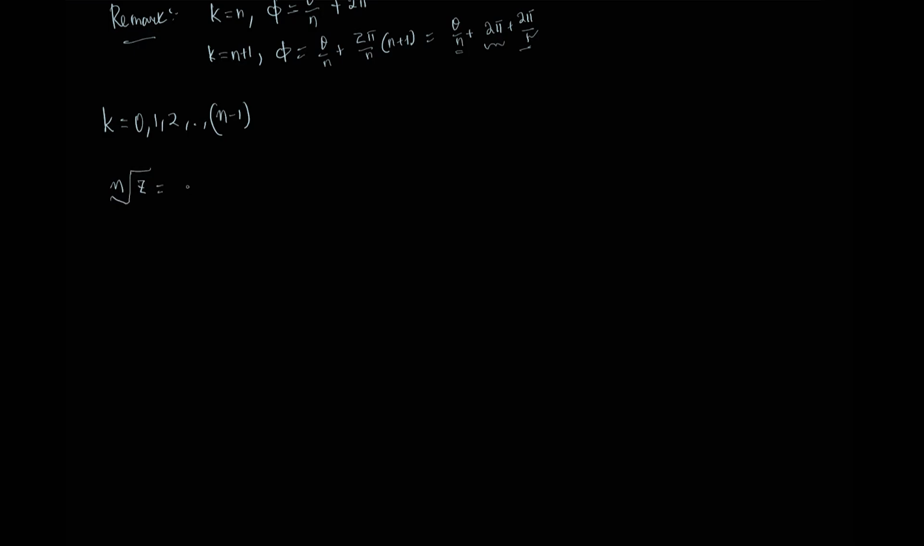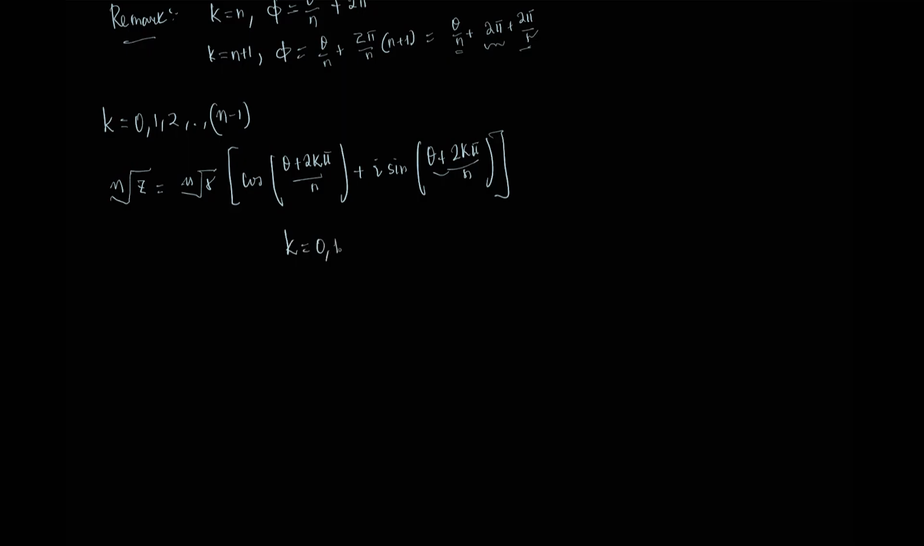You can write it as capital R, the nth root of r, times cosine of (theta plus 2k pi) by n plus i sine of (theta plus 2k pi) by n. Okay, so this is what you are going to get, where k equals 0, 1, 2 up till n minus 1. After that, it gets the exact same thing plus 2 pi, so essentially it will be the same thing. So you see now, small details.